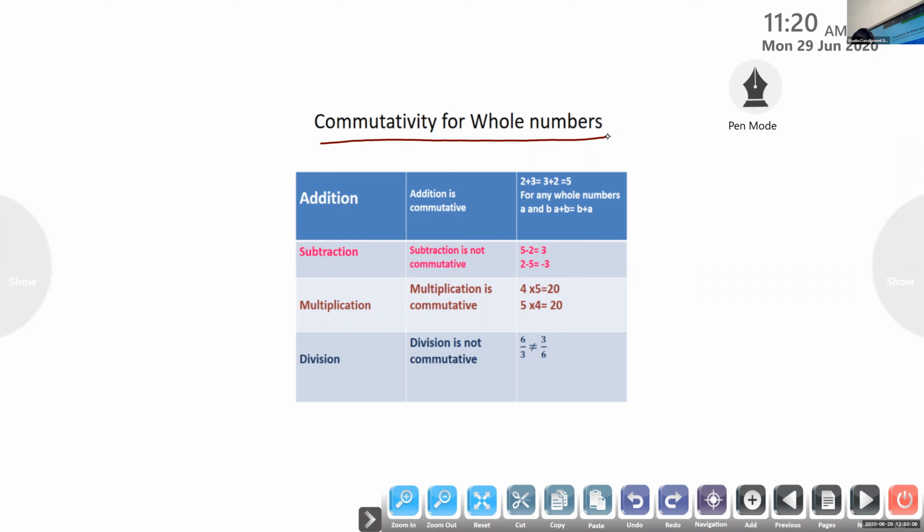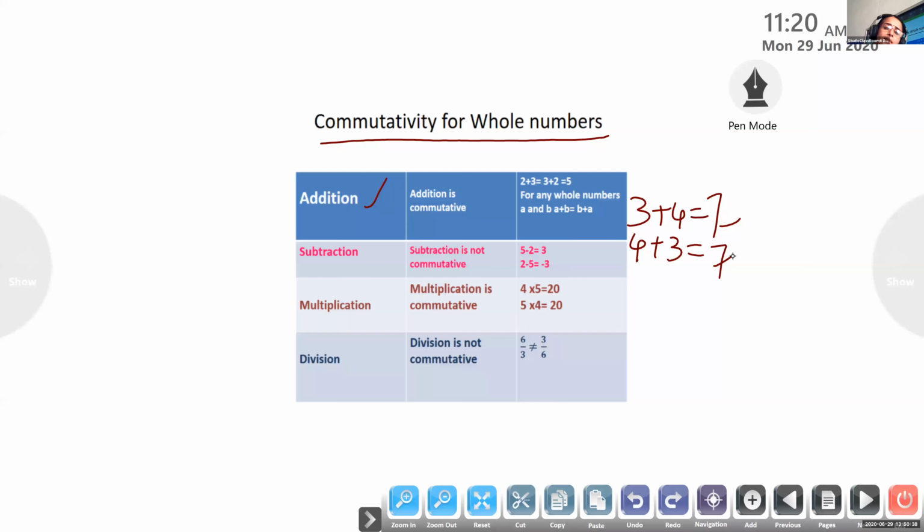For example, first we will check whether addition of whole numbers is commutative or not. 3 plus 4 equals 7. What about 4 plus 3? 4 plus 3 equals what? 7. If we change the order, first we add 3 plus 4, then we add 4 plus 3, but the answer in both is 7.